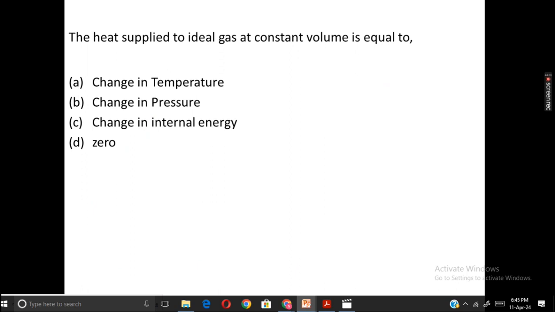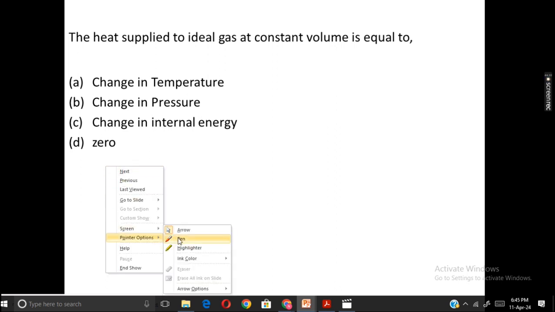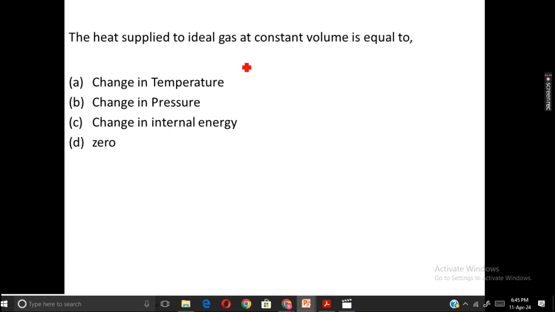Now, the next question is, the heat supplied to ideal gas at constant volume is equal to what? Change in temperature, change in pressure, change in internal energy, or is it basically equal to 0? Heat supplied to ideal gas at constant volume. So basically how the heat supplied to an ideal gas is distributed is given by the first law of thermodynamics.